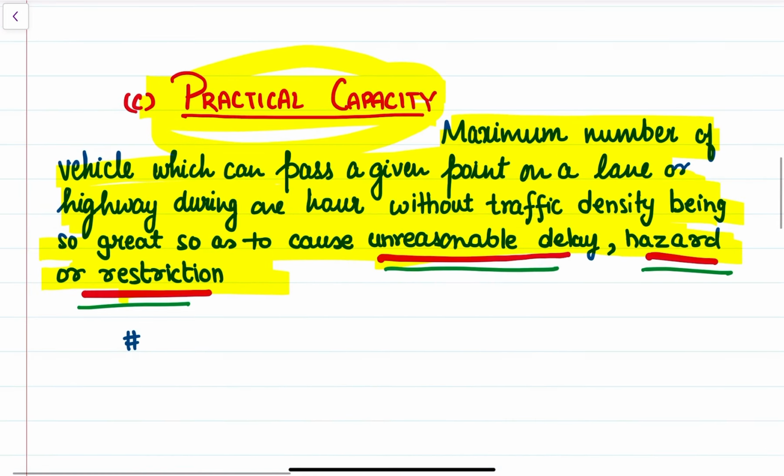So that traffic volume is what we call the practical capacity. Okay, this traffic volume is what we call the practical capacity, right? So I hope these definitions are clear to you. So let me just ask you one thing.